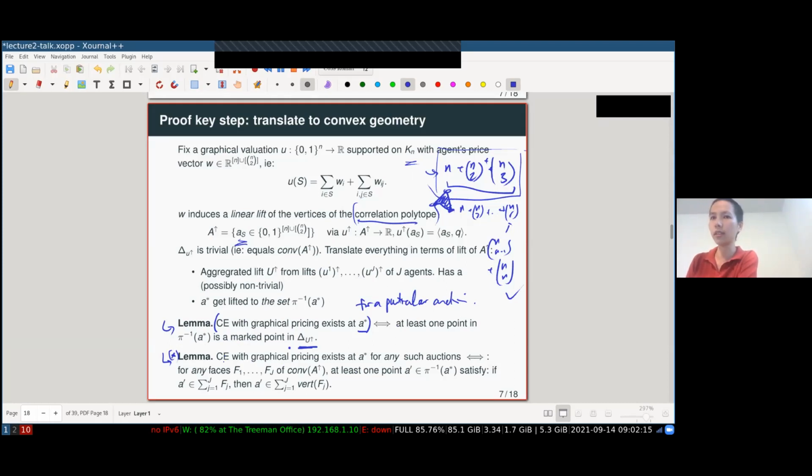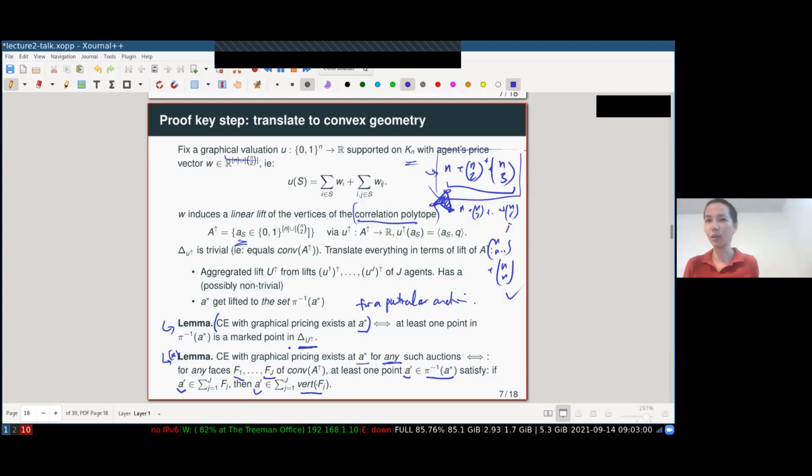So the lemma specifically said: competitive equilibrium with graphical pricing exists at a particular A star for any auctions with graphical valuations, if and only if for any tuple of J faces of the correlation polytope, there exists at least one point in this fiber such that if this point A prime lies in the convex hull of the Minkowski sum of these faces, then it must be able to be written as a Minkowski sum of the vertices of these faces.